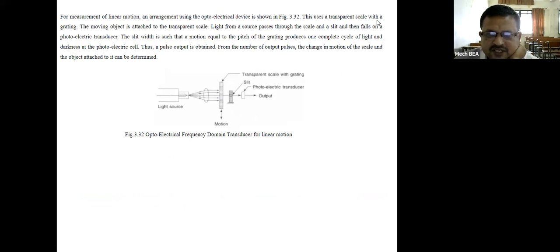This uses a transparent scale. See that this is the transparent scale with grating. With a grating, the moving object is attached to the transparent scale. The moving object is attached to the transparent scale.